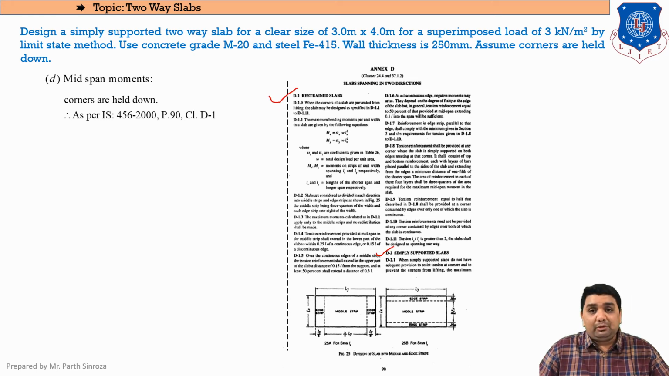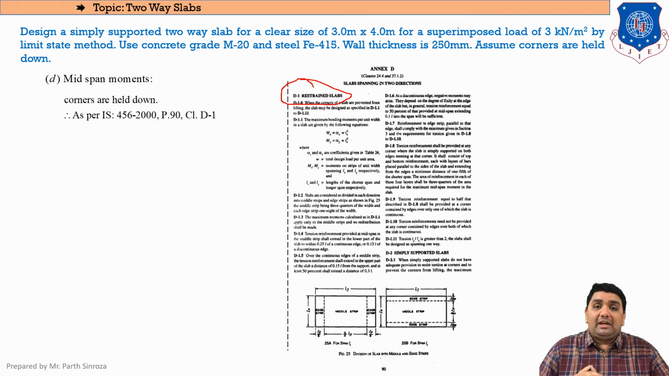D2 portion is simply supported slab, but keep in mind the condition here is not restrained or corners are not held down. Whenever the condition is given as corners are held down, it means the condition is given as restrained slabs. Clear? Now what do you mean by corners are held down? Corners are held down, that means the four corners, as it is simply supported slab, it will be resting on four columns, on four supports or four walls on either four sides.